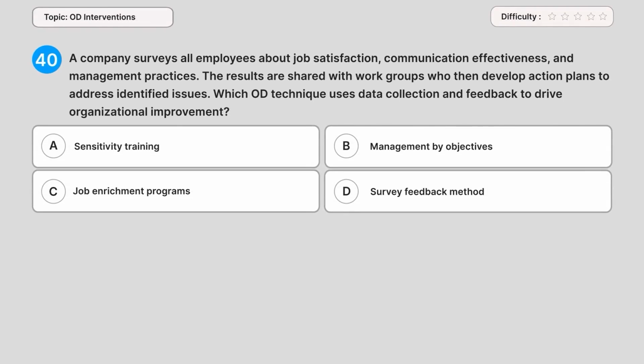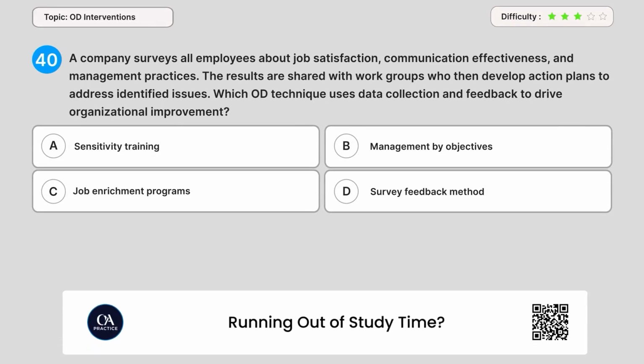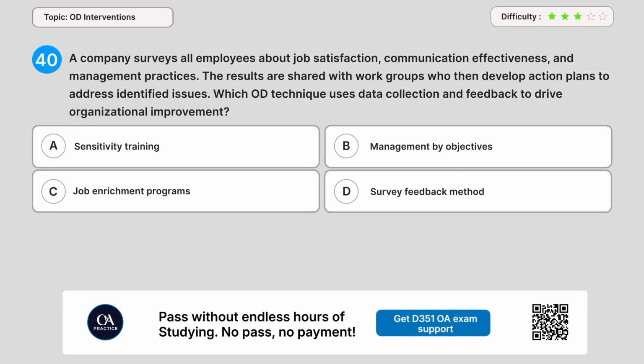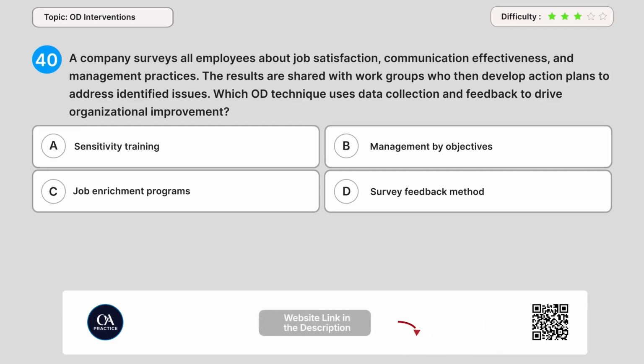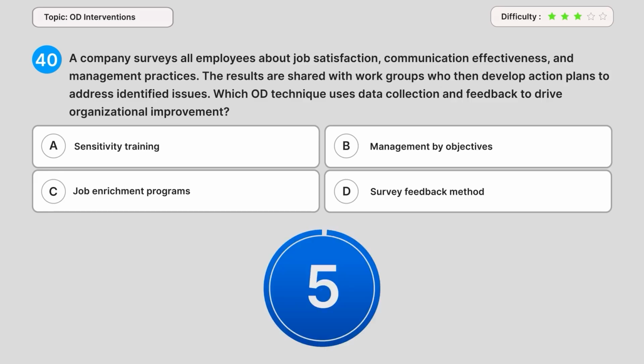40. A company surveys all employees about job satisfaction, communication effectiveness, and management practices. The results are shared with work groups who then develop action plans to address identified issues. Which OD technique uses data collection and feedback to drive organisational improvement? A. Sensitivity training. B. Management by objectives. C. Job enrichment programs. D. Survey feedback method. Do you know the answer?